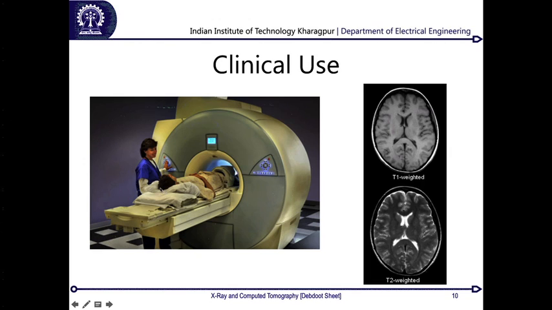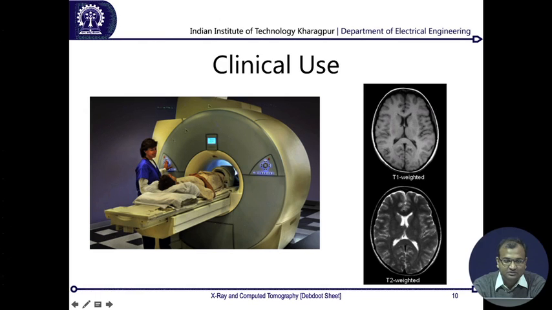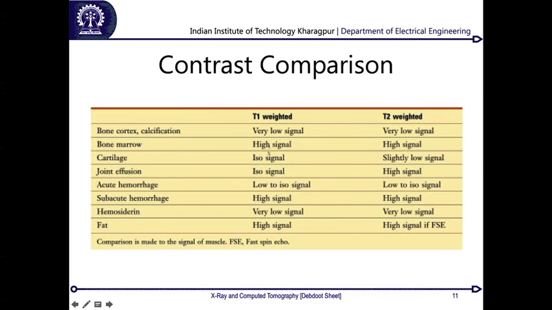You would see that the patient is being glided on the bed, and then eventually the bed would move inside this whole gantry, which is the cylinder which has all the coils and the cooling arrangement together. And then you can get these T1 and T2 images. Now I have another slide in order to help you segregate how different matters in the body look in T1 and T2, and this can be a very rapid reference for you.